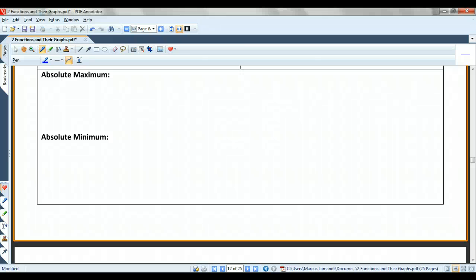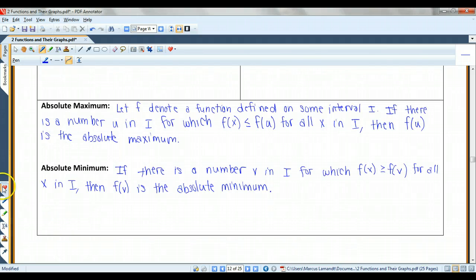All right, absolute maximum and absolute minimum. Let me go ahead and write out these definitions. Let f denote a function defined on some interval I. If there is a number u in I for which f of x is less than or equal to f of u for all x in I, then f of u is the absolute maximum.